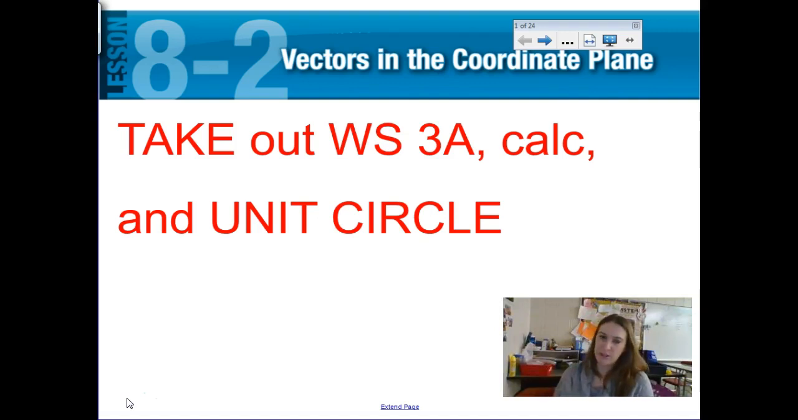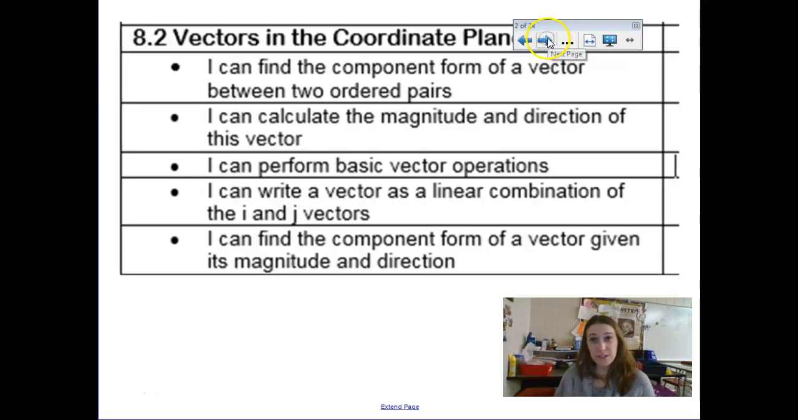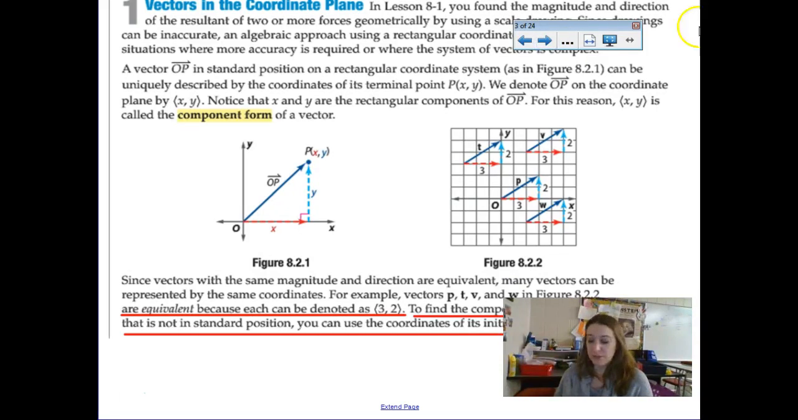So I would suggest, if you have it handy, to make sure you have a calculator, of course, and your worksheet 3, and we're going to do a little bit of unit circle work today as well. If you have it memorized, that's awesome, but if not, that's okay too. We'll just show you what it looks like again.